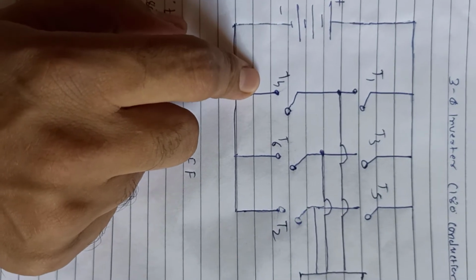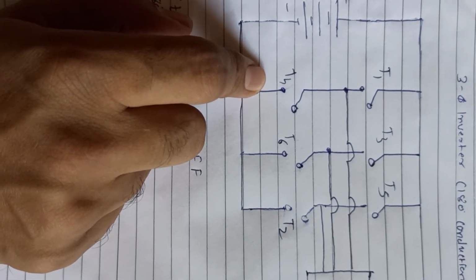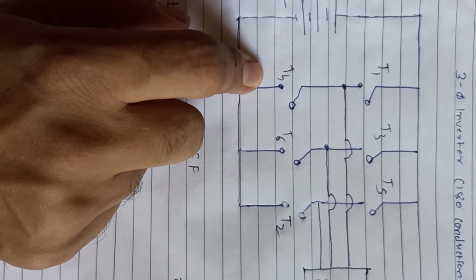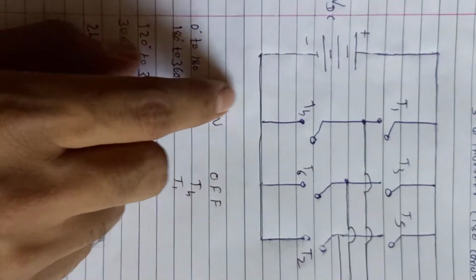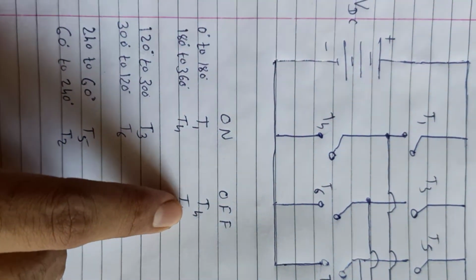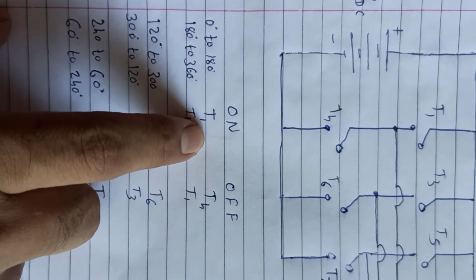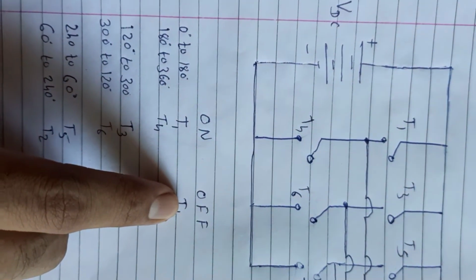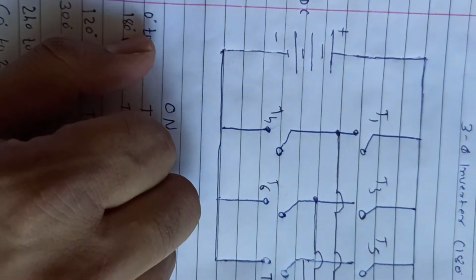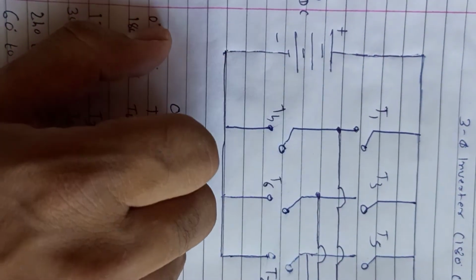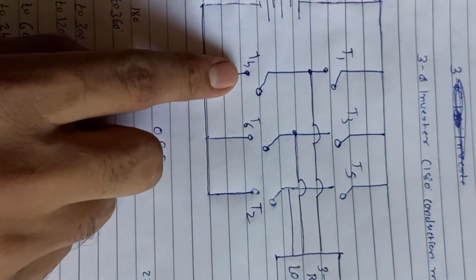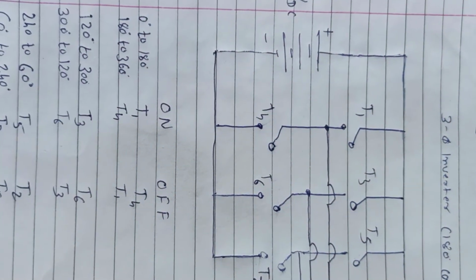In the same leg, T4 will be on at 180 degree, and it will be on from 180 degree to 360 degree. So from 180 to 360 degree T4 will be on and T1 will be off, and from 0 to 180 degree, whenever T1 is on, T4 is off. These two switches cannot be turned on simultaneously. If both are on at the same time, the first leg will be short circuited. So both switches cannot be turned on at the same time.